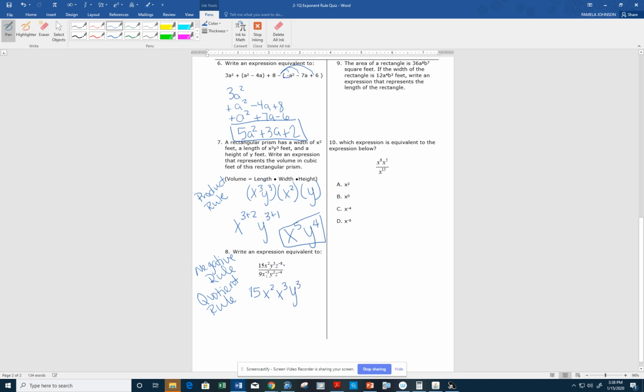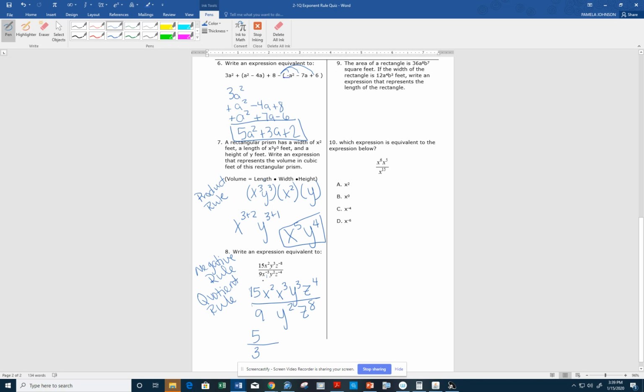I have a z to the negative 8th and then a z to the negative 4th. Those two are going to switch places since they're both negative. So this z to the 4th is going to come here. The 9, the y squared, and the z to the 8th will go on the bottom. And that simplifies everything, so we only have positive exponents now. When I simplify 15 over 9, I get 5 over 3.